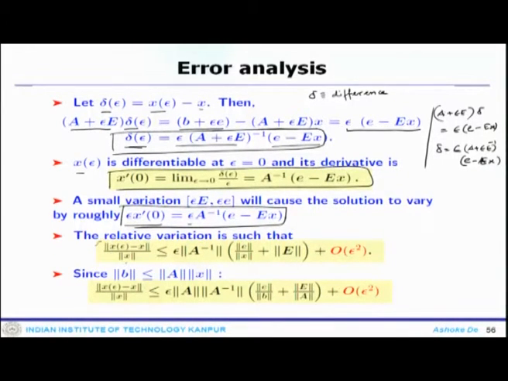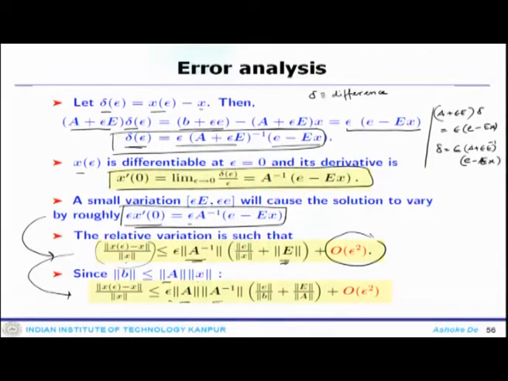So, the relative variation must be less than or equal to epsilon times the magnitude of A inverse, then the normalized E by x and A, the magnitude of E. So, that is of the order of... It just comes from this particular expression for finding the relative variation, and one condition which is satisfied here is that small b, the magnitude of b, is less than or equal to mod A and mod x, or the norm of that.